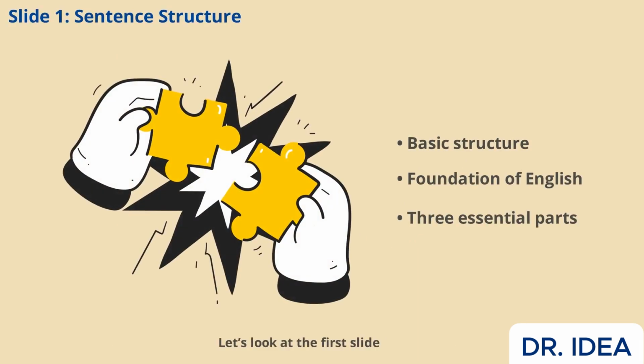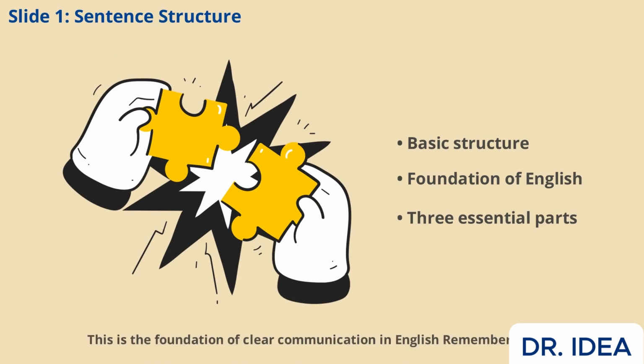Let's look at the first slide. Basic English sentence structure, subject plus verb plus object. This is the foundation of clear communication in English. Remember, every complete sentence needs these three parts to make sense.